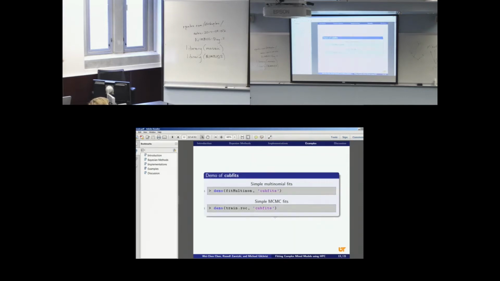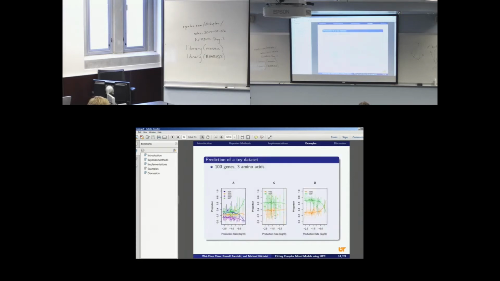So the package has some demos to quickly fit the multinomial logistic regression. The first one gives you a very quick plot for a small set of 100 genes and 3 amino acids. It can show you a plot that looks like this.